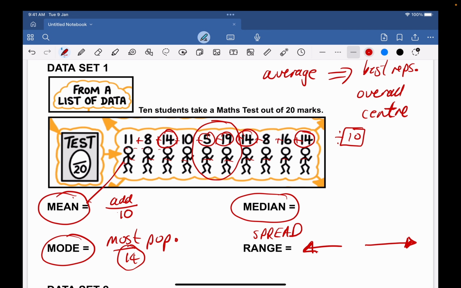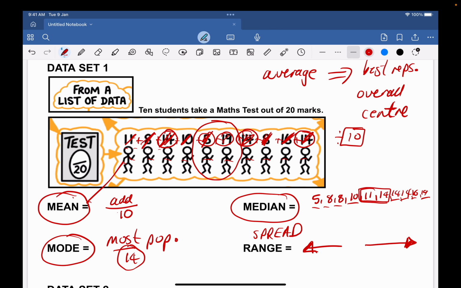So a little bit of time to do it, and that would be scan, 5, 8, 8, 8, 10, 11, and then 14, 14, 14. Then we've got 16 and a 19. Took a little bit of time, right? And now 1, 2, 3, 4, 1, 2, 3, 4, and these are the middle 2.